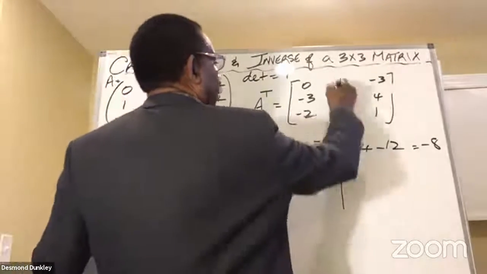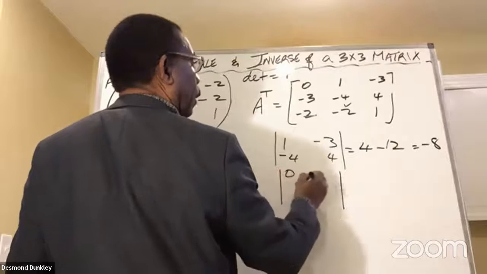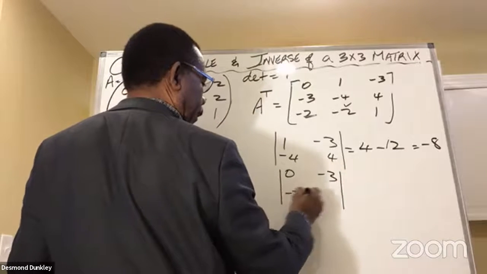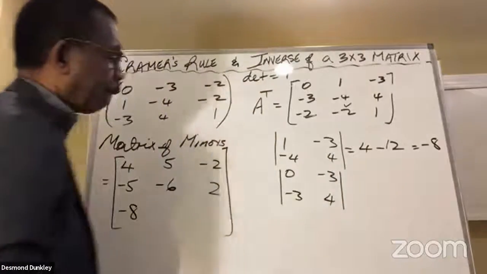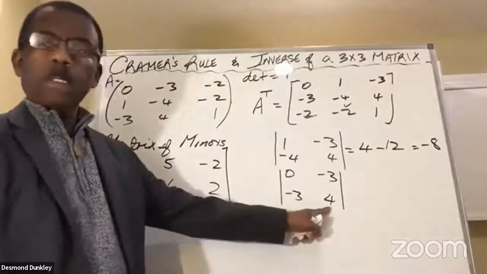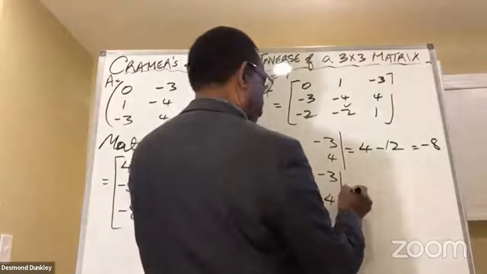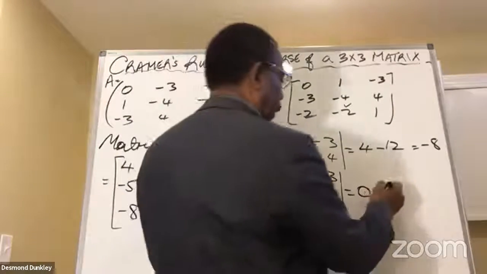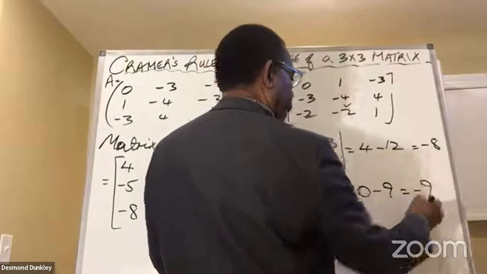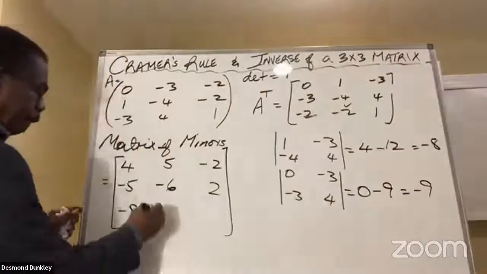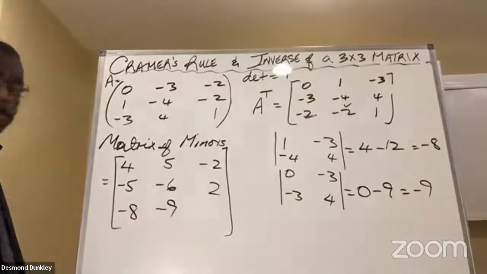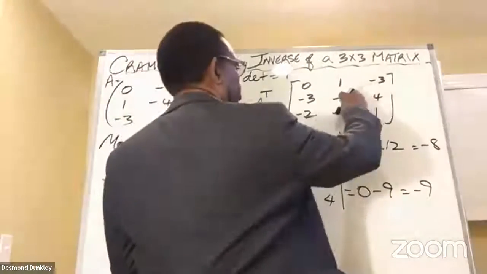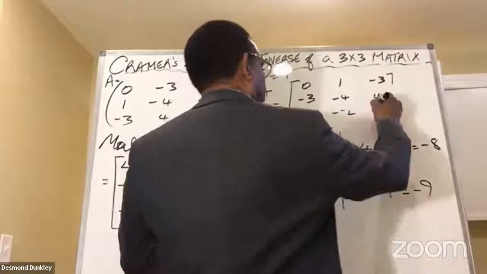We cross this out, cross that out, we're left with 0, negative 3, and negative 3, 4. So 0 times 4, 0. Minus negative 3 times negative 3, 9. And finally, we're here.